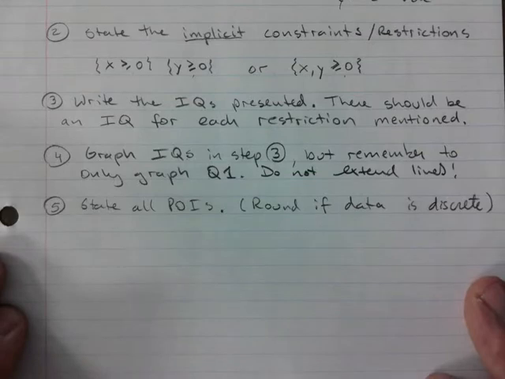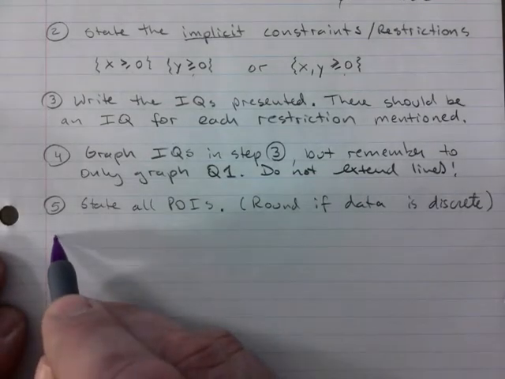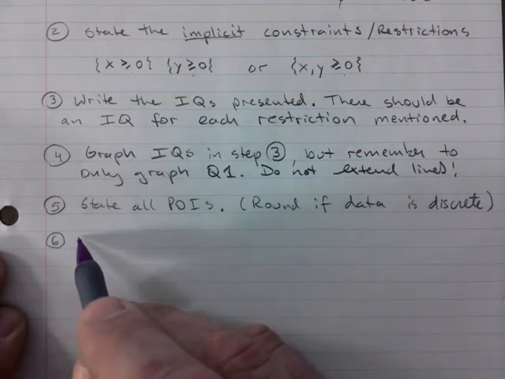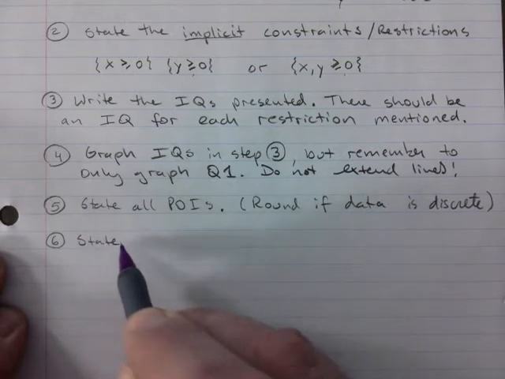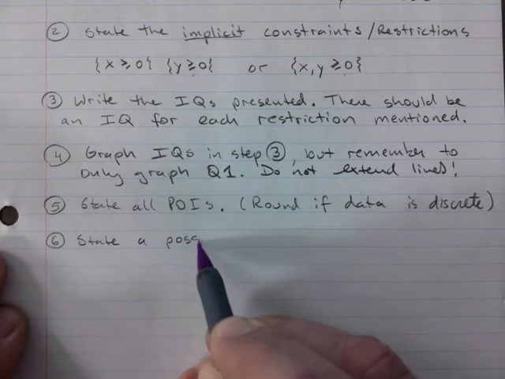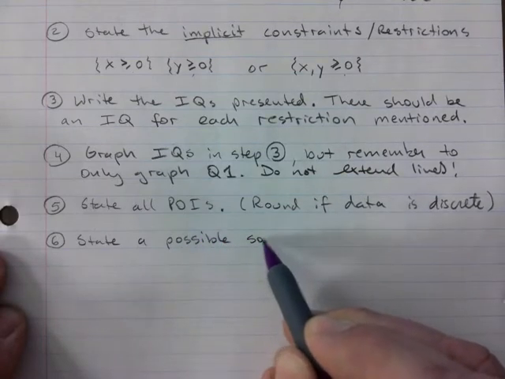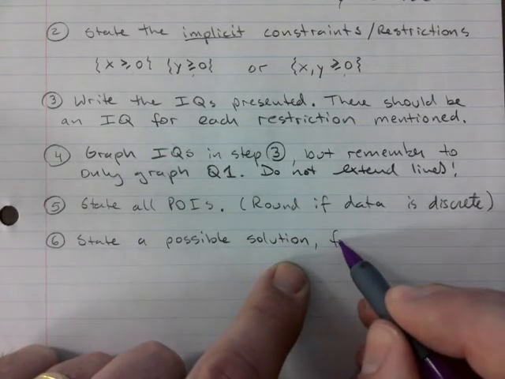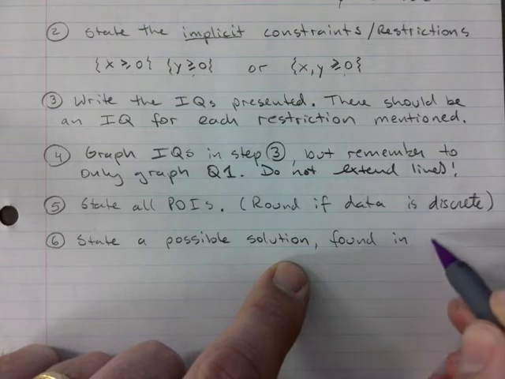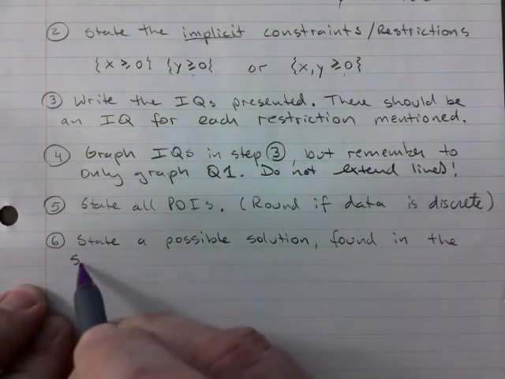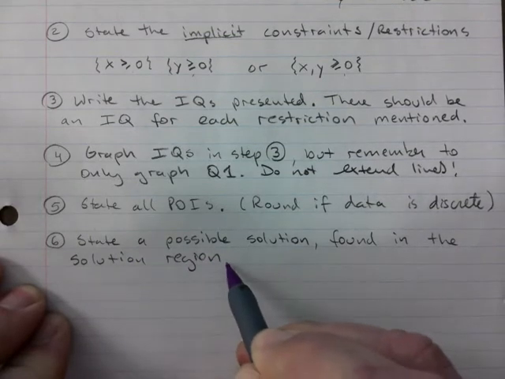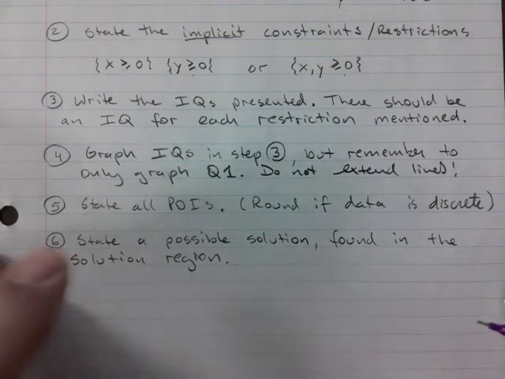I will add a sixth step here, right? State a possible solution, comma, found in the solution region. Okay, and I'll do that at the end.